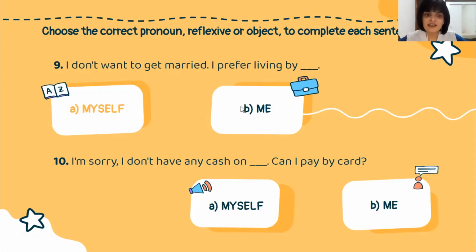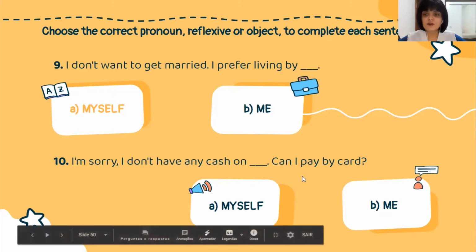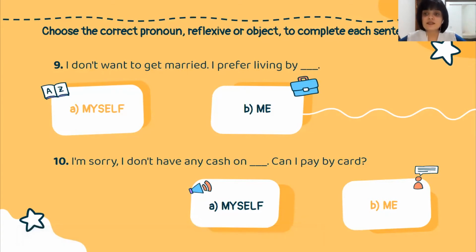Now, last but not least, number 10. I'm sorry, I don't have any cash on. Can I pay by card? So guys, which one do you think is correct? Well, it's me. In this case, because this is an expression.